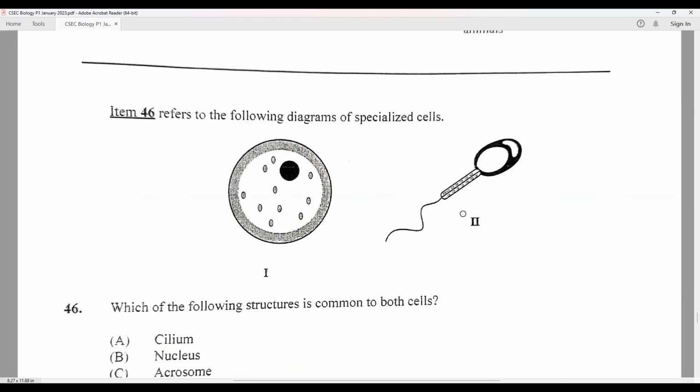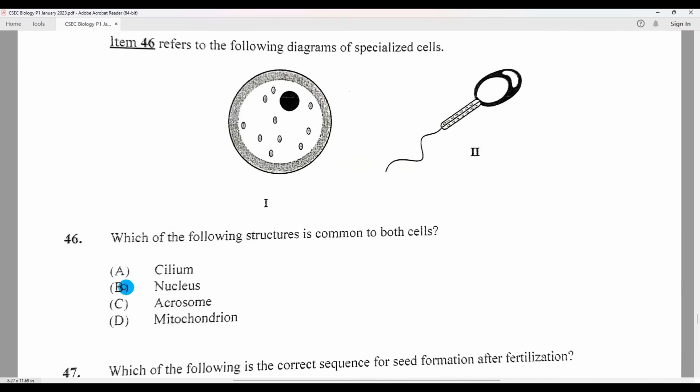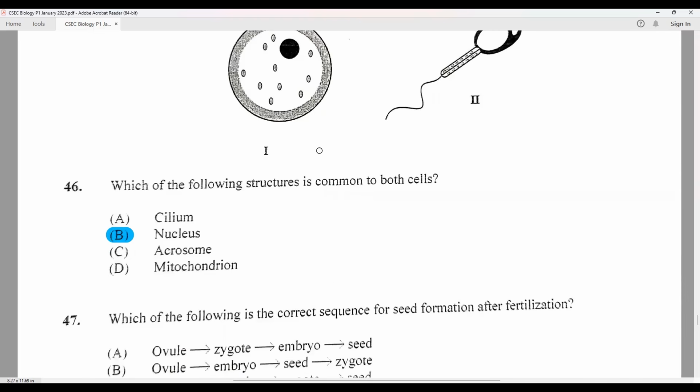Item 46 refers to the following diagram of specialized cells, not the same size. All right, 2 is a lot smaller than the egg. Which of the following structures is common to both cells? And straight off the bat, we know nucleus, because these two are haploid cells.